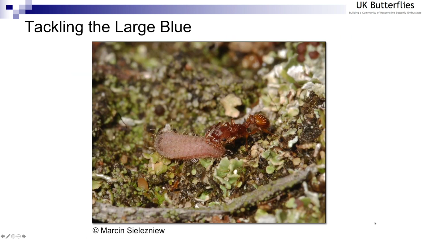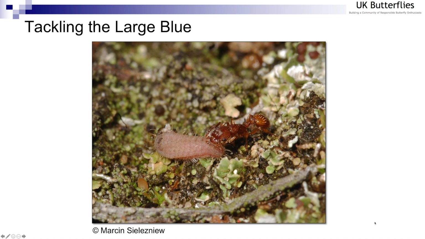I thought I'd just show some amazing images leading up to probably the most incredible image I've seen of any immature stage of a butterfly anywhere. Just by telling you about the large blue itself. Some amazing images here, by the way, from Marcin Sielezniew, who's been studying the large blue in Poland. So essentially, once the larva has reached its final instar, it falls to the ground and it waits for an ant to come and find it.